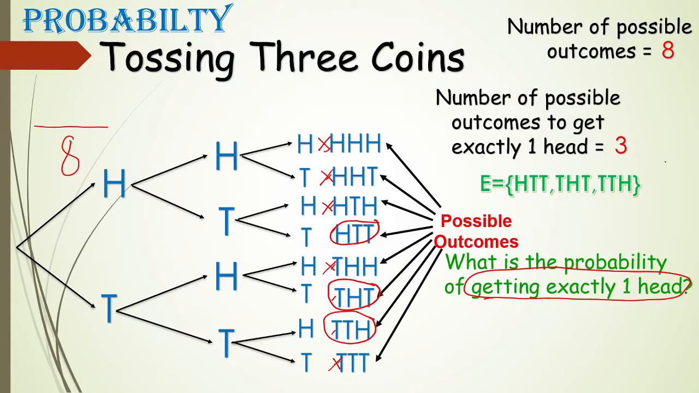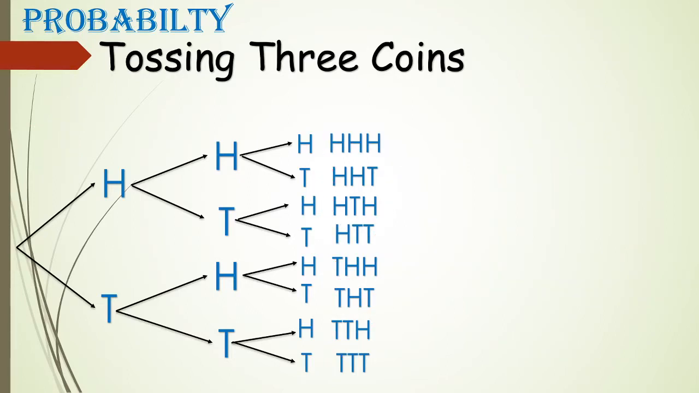So I will be writing the number 3 in the numerator. Okay? So the probability is simply 3/8. Is this clear? Okay, let's continue. Still tossing 3 coins.